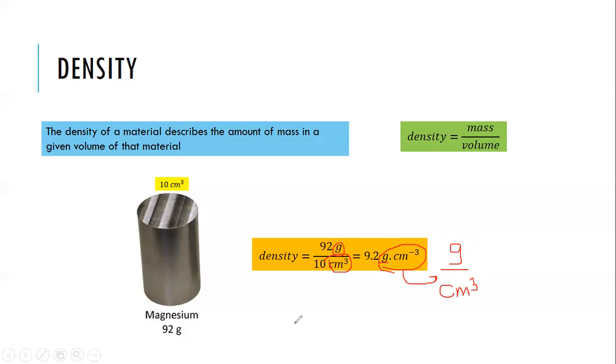So which means that if I cut a piece that's equal to 1 centimeter cube, what will be the mass of this piece? 9.2 grams. I'm using my mouse to write, sorry. 9.2 grams, that's what we call density. Any questions? No? Okay, let's move to the next one. You know this stuff. I'm doing the revision because this is important.